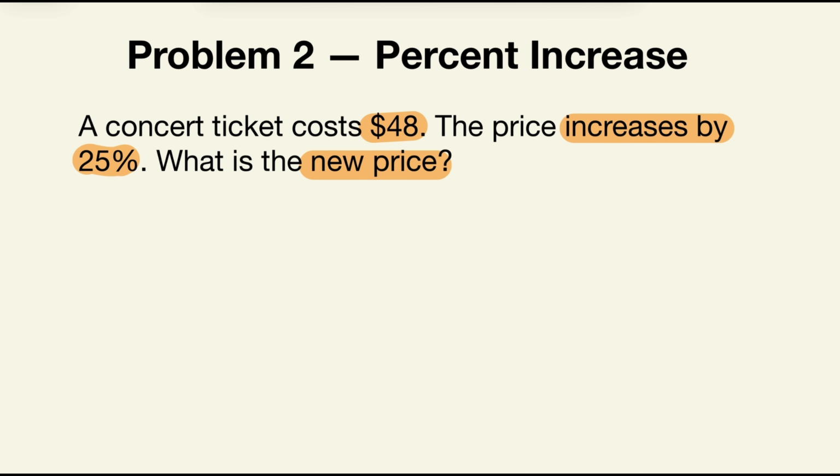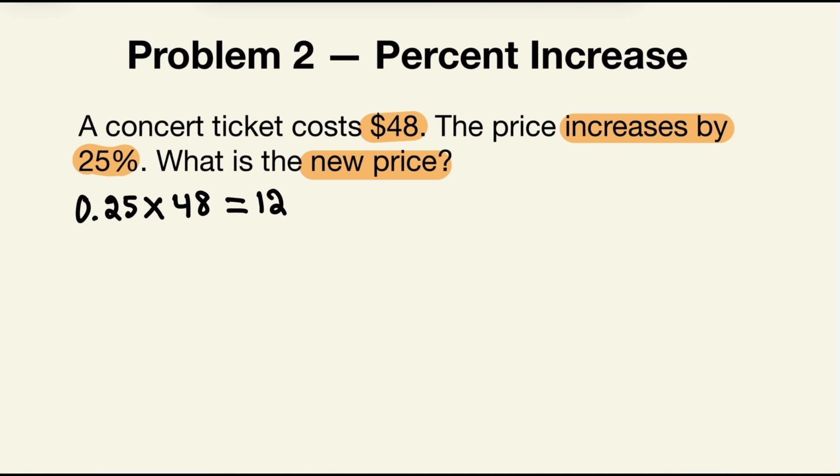So first, what we're going to do is convert the percent into a decimal. And as a decimal, 25% becomes 0.25. Next, we multiply that by the amount of money the concert ticket costs, which is $48. Multiplying 0.25 times 48 equals 12. So the price increased by $12.